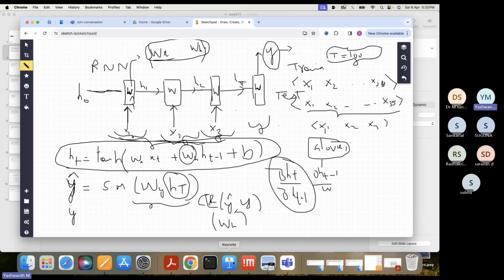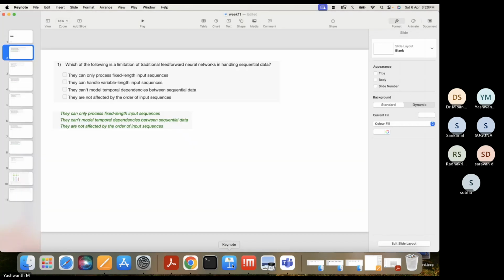Okay, then. So let's solve the problems. Which of the following is a limitation of traditional feed-forward neural network in handling sequential data? They can only process fixed length input sequences. Yes, that is true. Your input dimension is fixed in a fully feed-forward neural network.